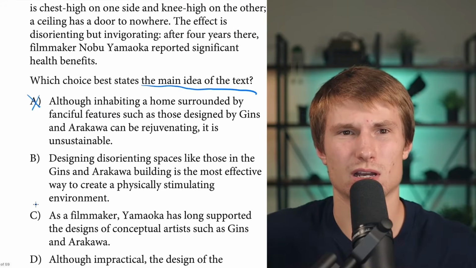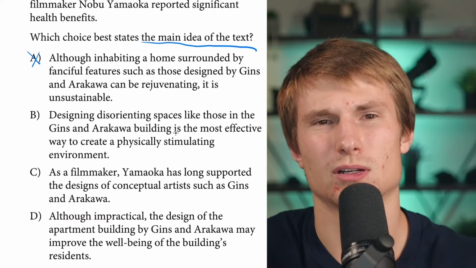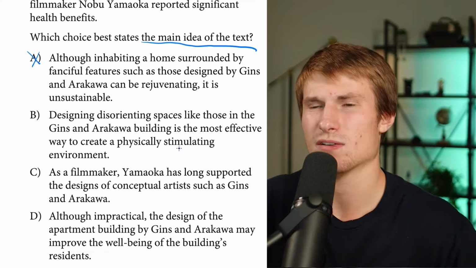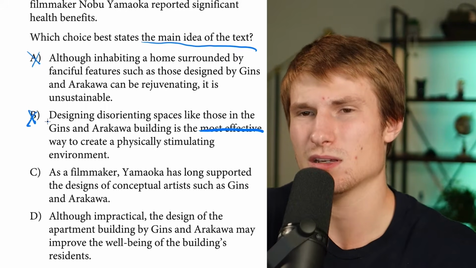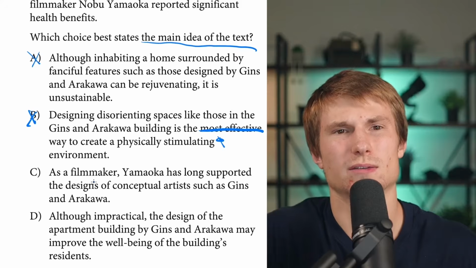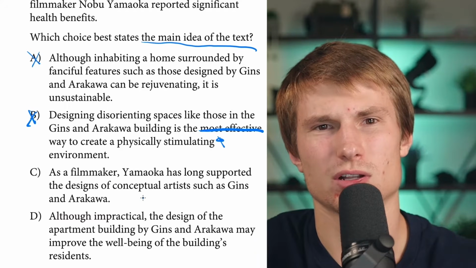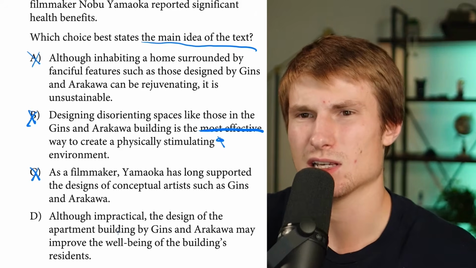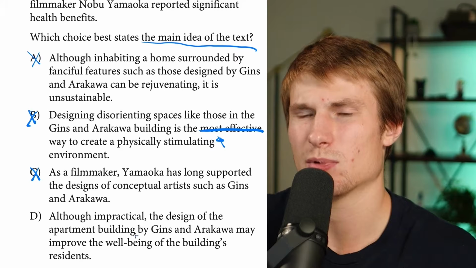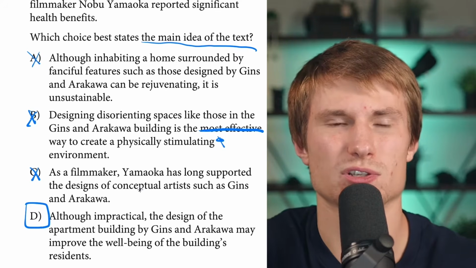Let's go ahead and keep moving on. We've got B, designing disorienting spaces like those in Gins and Arakawa's building is the most effective way to create a physically stimulating environment. We never state that it's the most effective way, so we can get rid of B. Key part there being most. Then we've got C, as a filmmaker, Yamawaka has long supported the designs of conceptual artists such as Gins and Arakawa. That's not the main idea. And then we have D, although impractical, the design of the apartment building by Gins and Arakawa may improve the well-being of the building's residents. Yes, that has a lot of textual support, so D would have to be our answer.